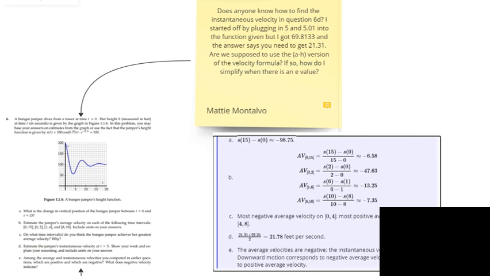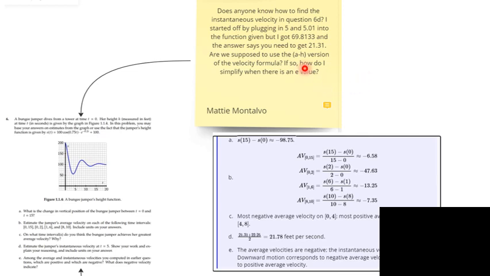I'm going to take an attempt at answering this question that you have about the bungee jumper because I had the exact same question and I made the exact same mistake. And I was also very frustrated. So let's see if we can take a look at this.